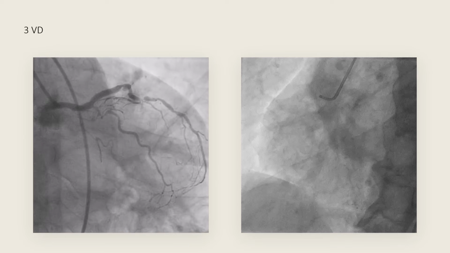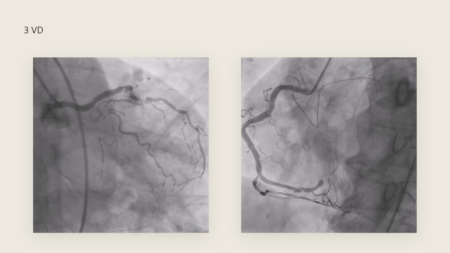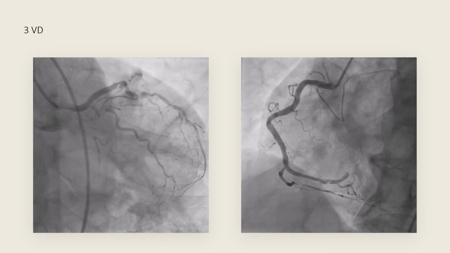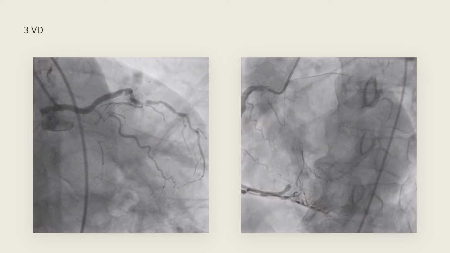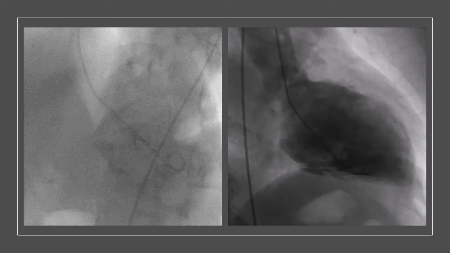Another patient with three-vessel disease where the LAD is totally occluded, the circumflex totally occluded, D1 critical lesion, and the RCA has a distal critical lesion. His angiography again shows global hypokinesia with severe LV dysfunction. Here we can see some localized hypokinesia and disorganized movement of the left ventricle.